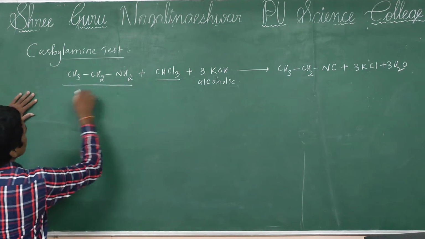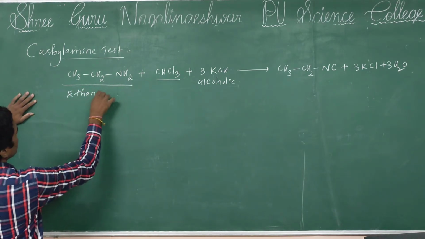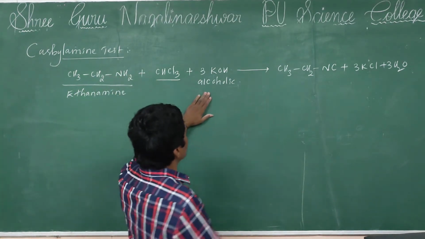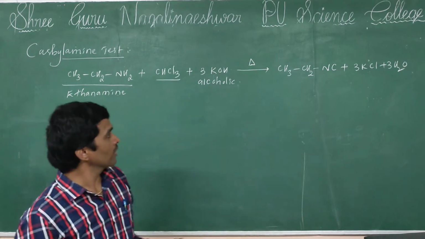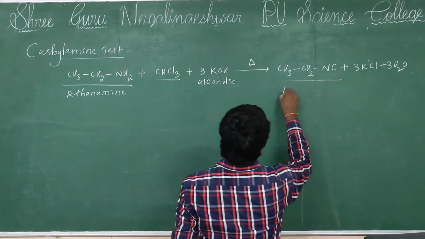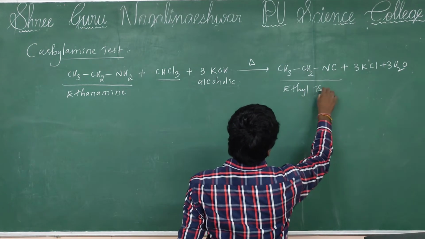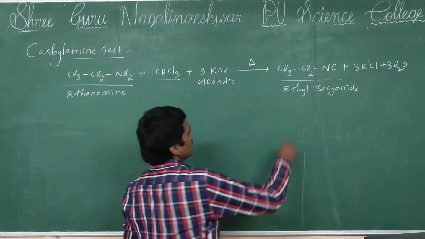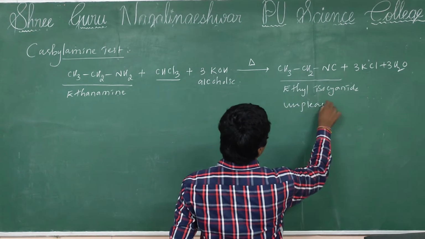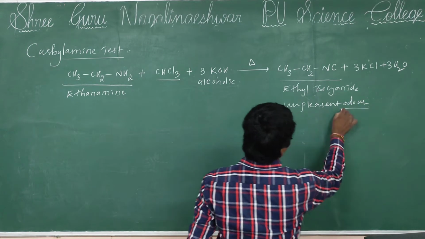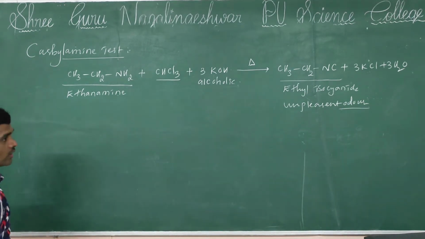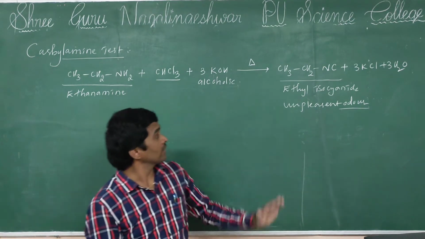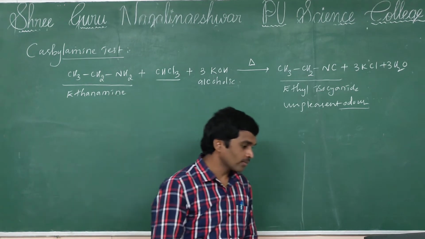So here I took ethanamine. Ethanamine reacts with chloroform as well as alcoholic KOH in the presence of heat. Ethyl isocyanide will be formed. It has an unpleasant odor. By this odor only, by this smell only, we can identify that the given compound is a primary amine.